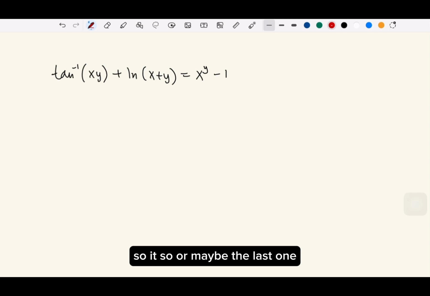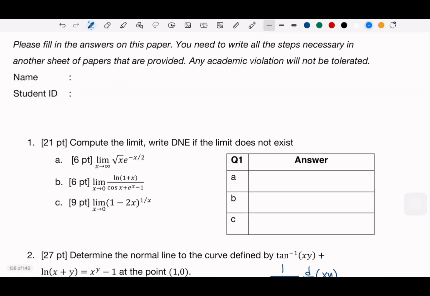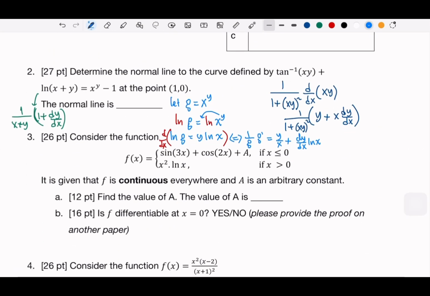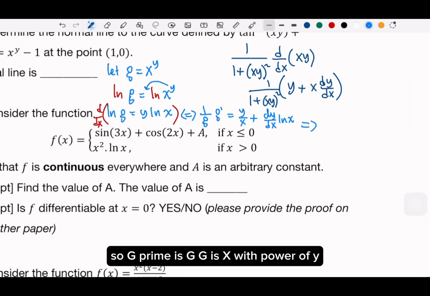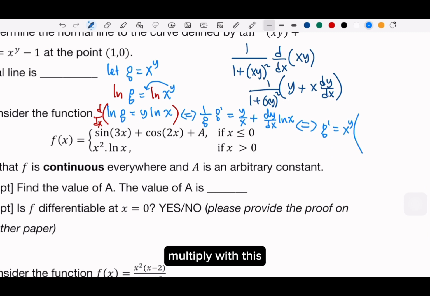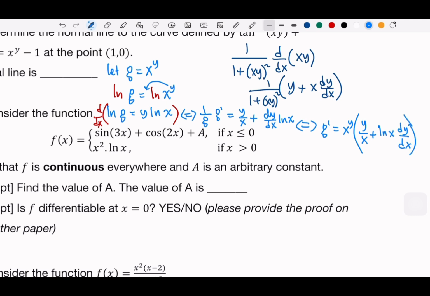Or maybe the last one. The last one is this. Or maybe let me solve this first. Okay. So g prime, g is x with power of y, multiplied with this.